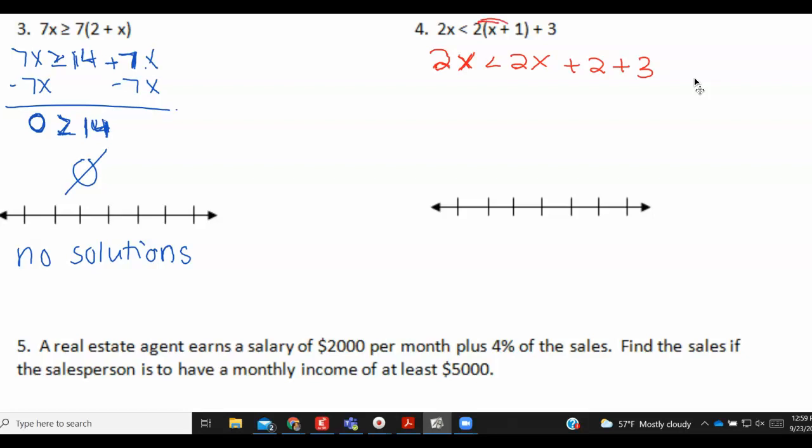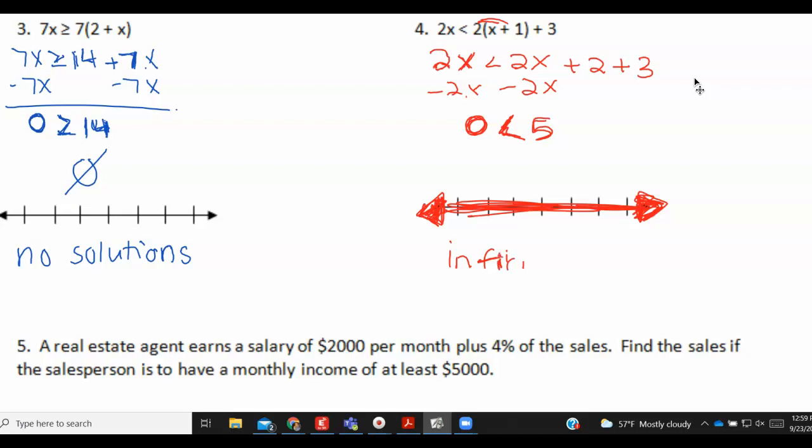Distributing our 2 in the next one, solving for x. Now I get 0 is less than 5. Is 0 less than 5? Yes. So since that is true, what that means is that every number in the entire real number universe will make that true. So instead of no solutions, this is infinite solutions. X can be any real number. The solutions are negative infinity to infinity.